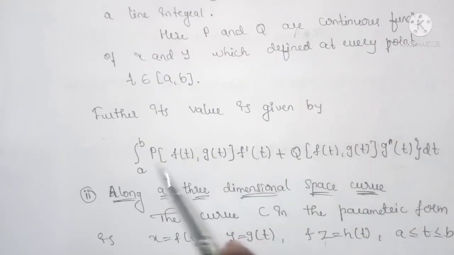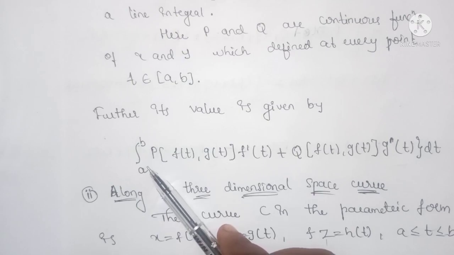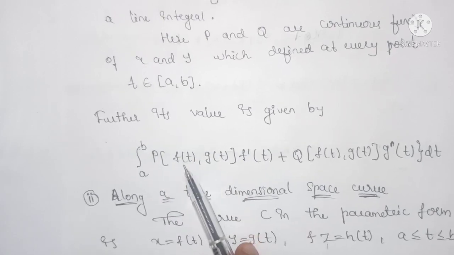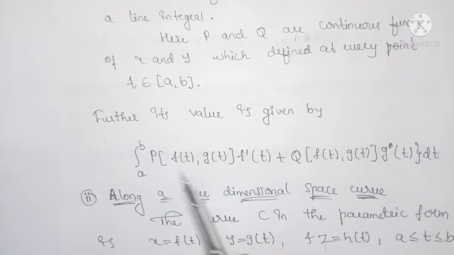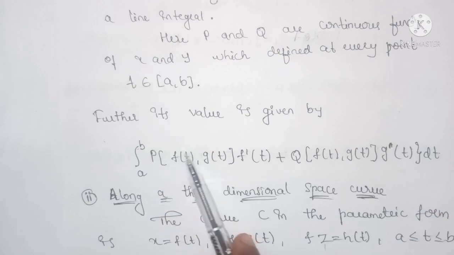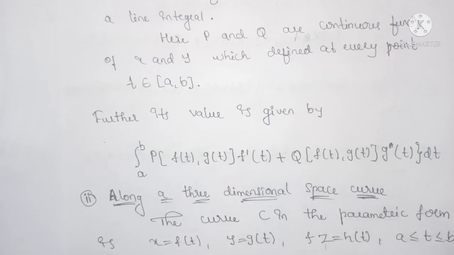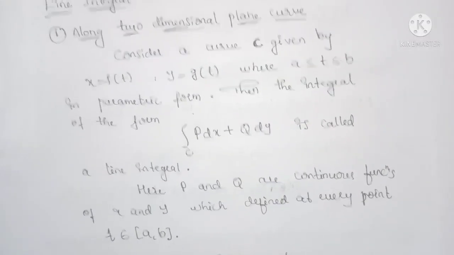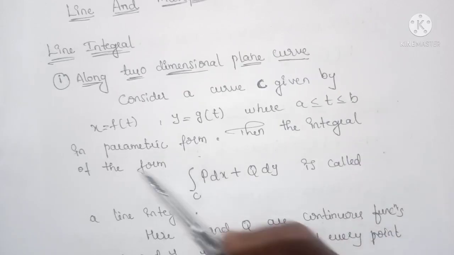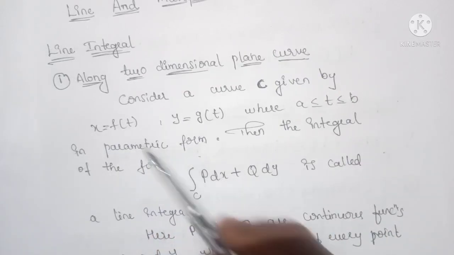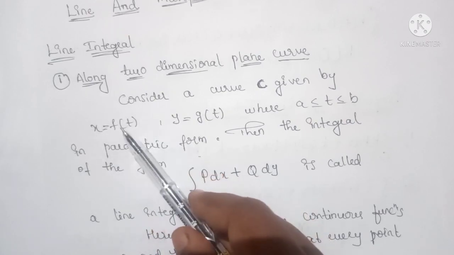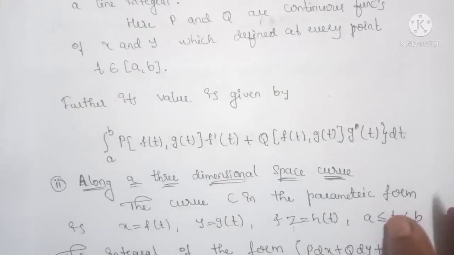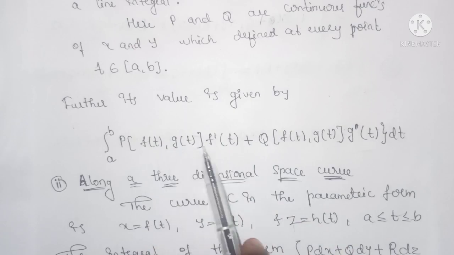So here t varies from a to b, therefore integral a to b, and p of f of t comma g of t means we substitute p values in terms of f of t and g of t, by using the given parametric equation. And dx: x is given by f of t, therefore dx value will be, differentiating this one, f dash of t. Similarly dy value will be g dash of t. So substituting those values we will get this line integral value.